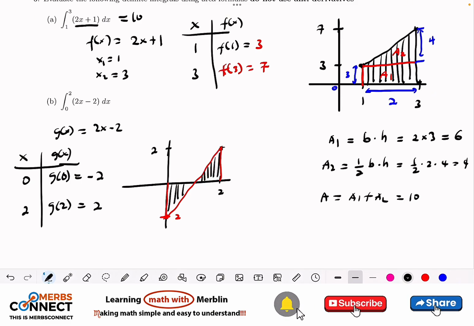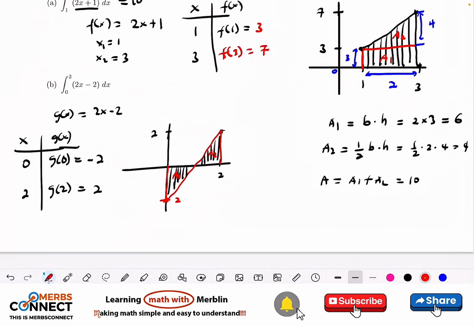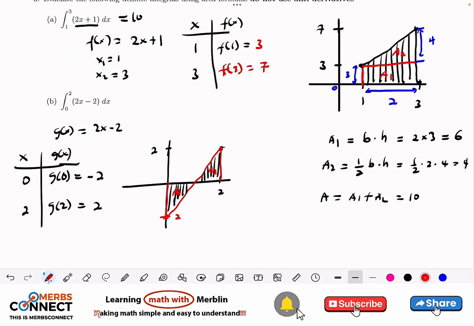I'm also going to shade this one here. So you can see that the area that we are looking for is this and that. So let's say this is area 1, this is area 2. Good. So what are we going to do? What is area 1? We can see that this is in the form of a right angle triangle.